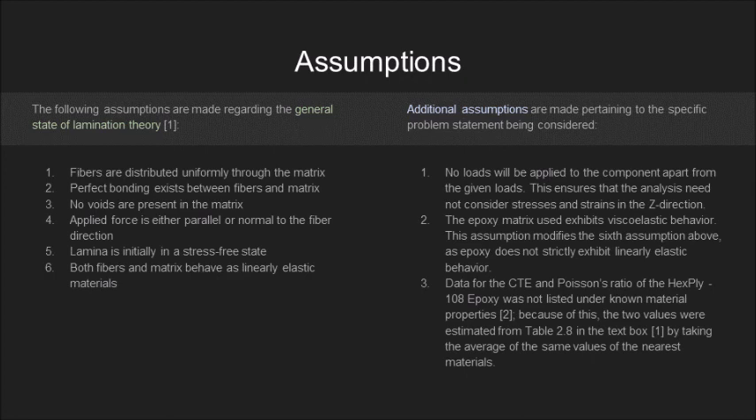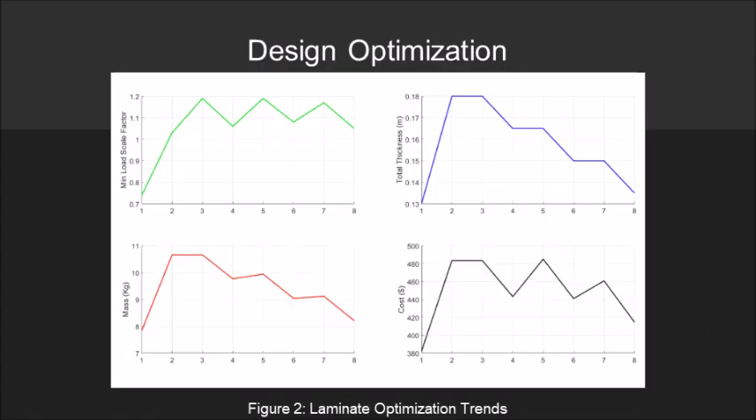The third assumption comes from the data gathering process. Data for the CTE and Poisson's ratio of the Hexply 108 epoxy was not listed under known material properties. Because of this, the two values were estimated from Table 2.8 in Malik's textbook by taking the average of the same values of the nearest materials. Using the design process and assumptions shown earlier, laminator was used to find the optimal laminate.